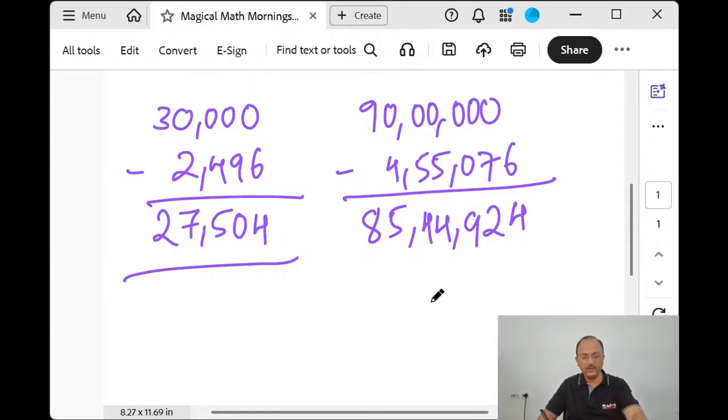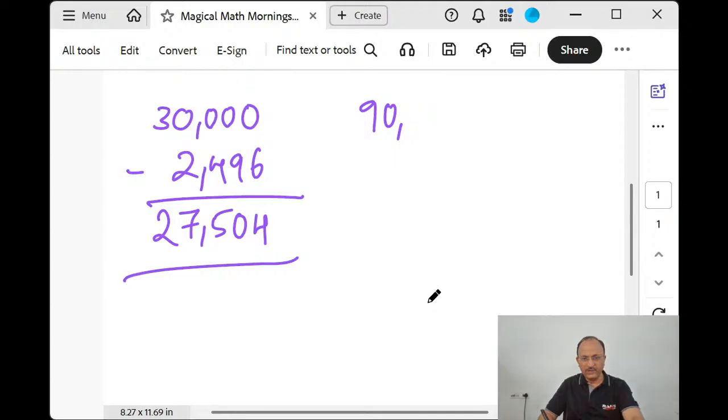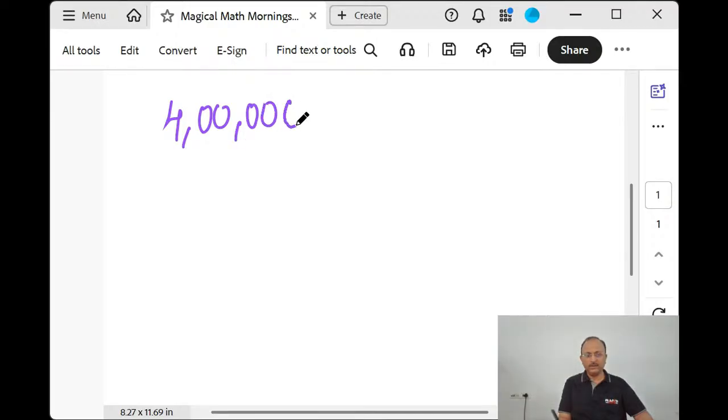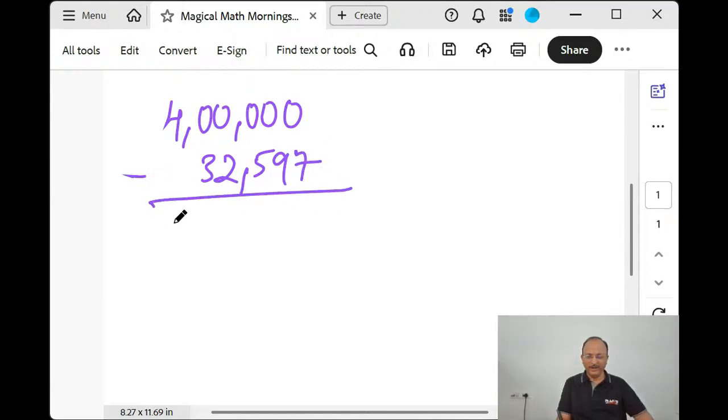Will you try a couple of numbers? Let's try them. Other than 1, what we have to do is just write 1 less than this digit. Suppose we take 4 lakh minus 32,597. Do this and put the answer in the chat quickly. Write the answer in the chat box.